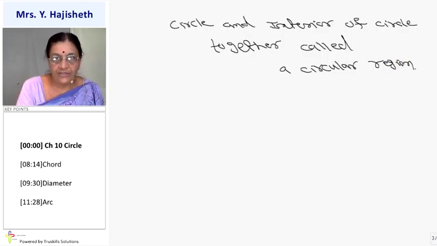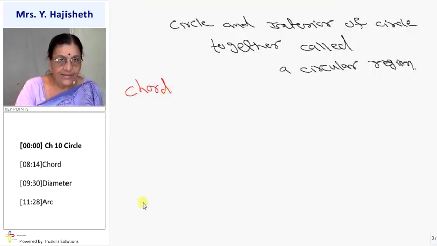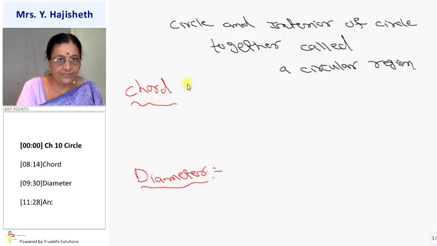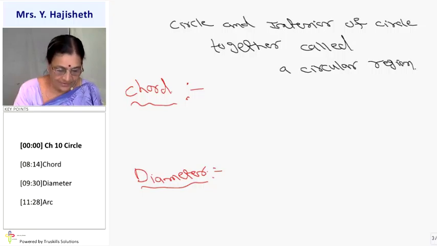Now we are talking about the terms related to circle. First one is chord. What do you mean by chord? Second is diameter. What do you mean by diameter? Why have I written both together? Because chord and diameter are related with each other. The biggest chord of a circle we call a diameter.